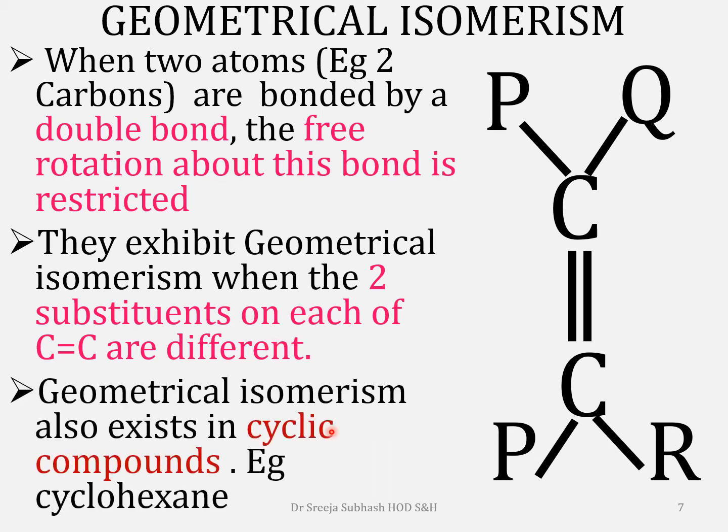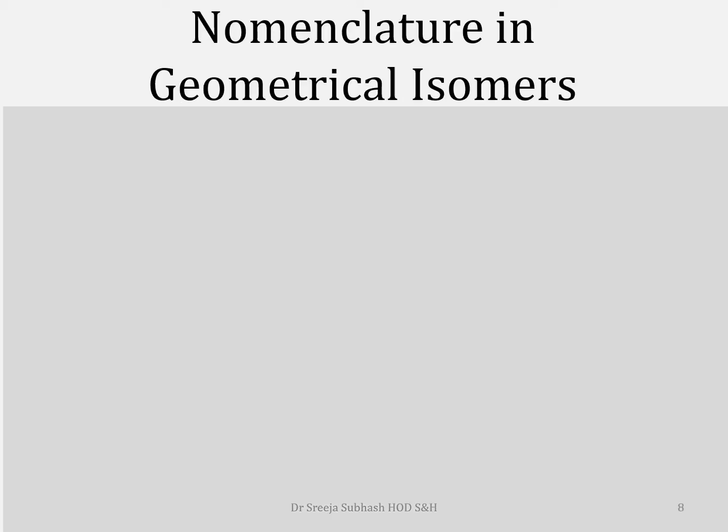Geometrical isomerism is also present in cyclic compounds. The nomenclature in geometrical isomers, how the isomers are named. There are two different kinds of nomenclature. One is called the cis-trans nomenclature, and the second one is called E-Z nomenclature.